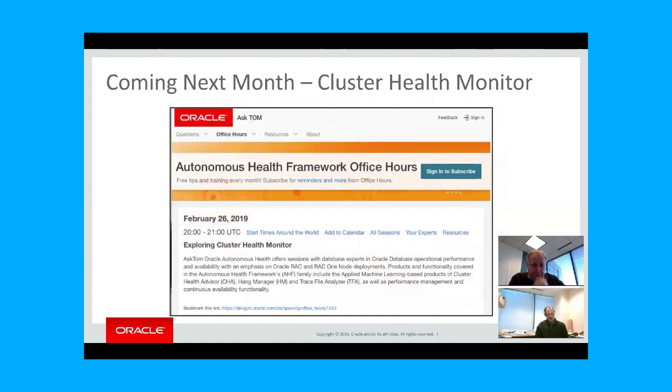So I want to just mention that we will be having an actual session next month on the 26th. And coincidentally, or by plan, it is going to be talking about Cluster Health Monitor, which was the back end of Memory Guard and is the back end of many components that are part of the autonomous health framework. So I welcome everybody to submit questions and join us at the same time on the 26th for that session. And we'll be having another developer join us.